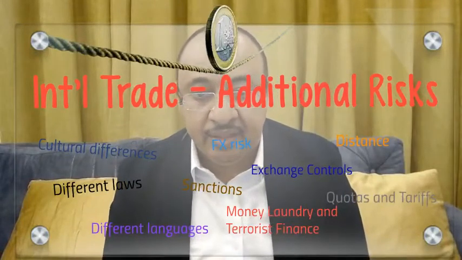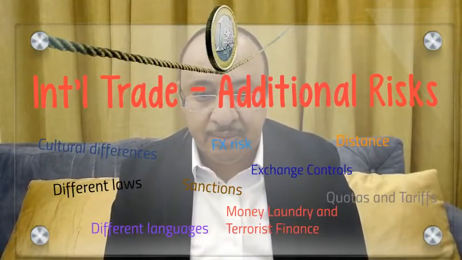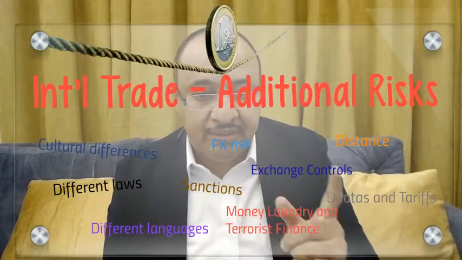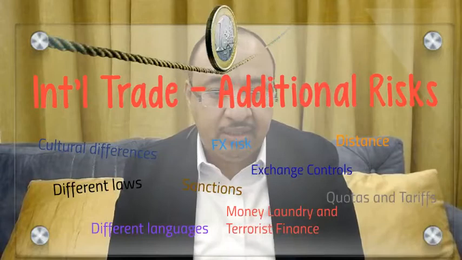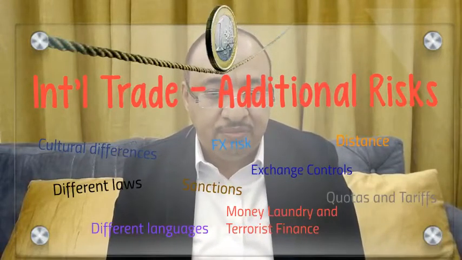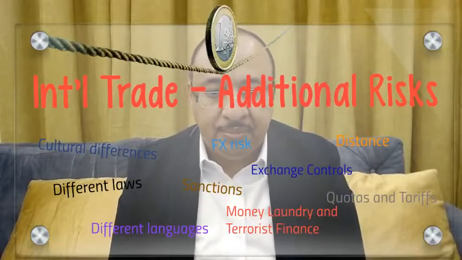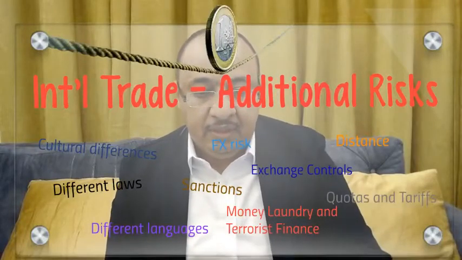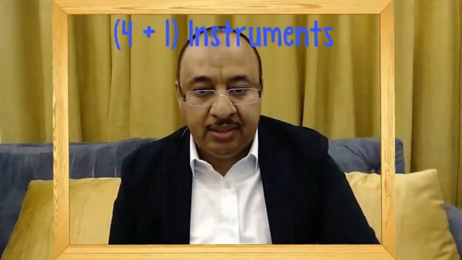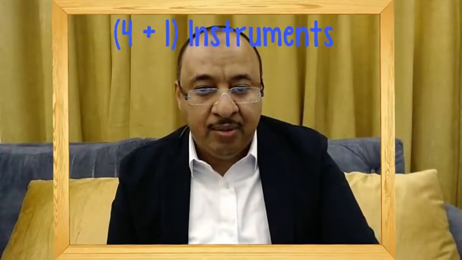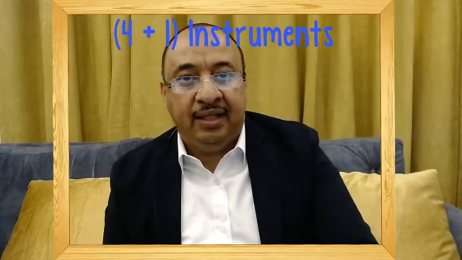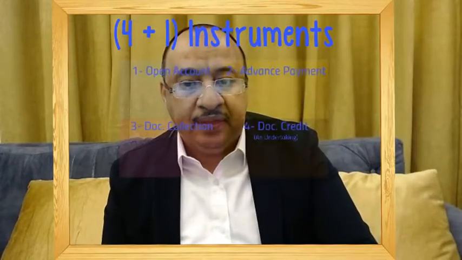The other risks, such as different laws or causes of risk, such as distance, geographic distance, can create losses for either the importer or the exporter. And let's address some of the instruments and see how the risks are distributed between the buyer and the seller, the exporter and the importer.